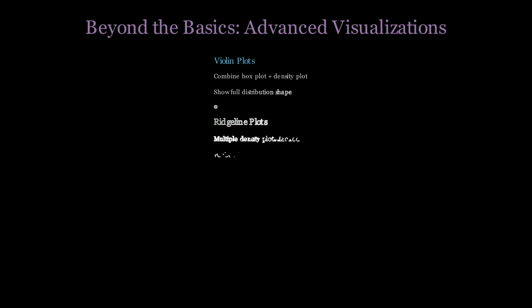Once you master the basics, explore these advanced visualizations. Violin plots combine box plots with density plots, showing both the 5-number summary and the full distribution shape, best of both worlds. Ridgeline plots stack multiple density plots, perfect for showing how distributions change over time or across categories. Think temperature distributions across months.